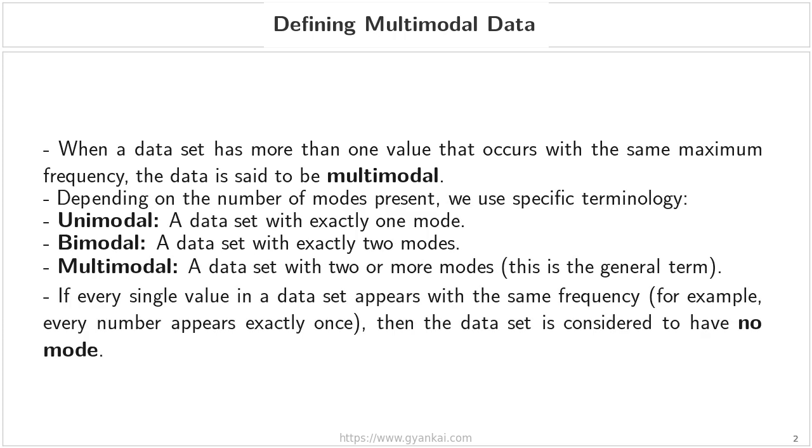However, there is one special case to keep in mind. If every single value in your data set appears with the exact same frequency, for instance, if every number in your list appears only once, then we don't pick a mode at all. In that specific scenario, we say the data set has no mode. In the next slide, I'll show you a real-world example involving shoe sizes to help you visualize how this works in practice.